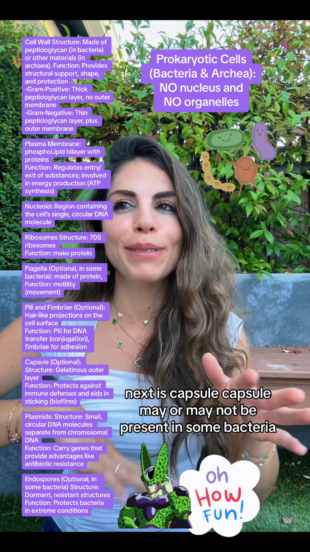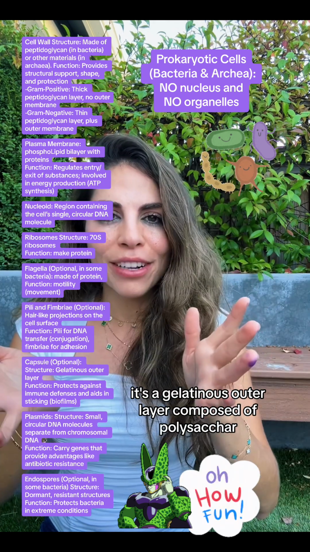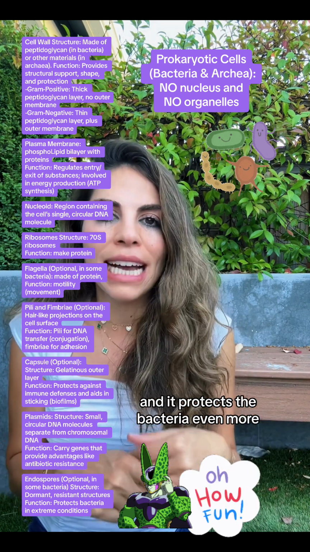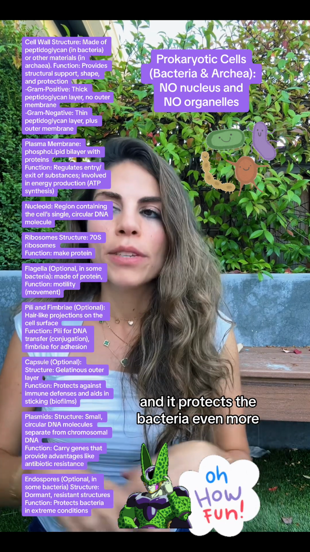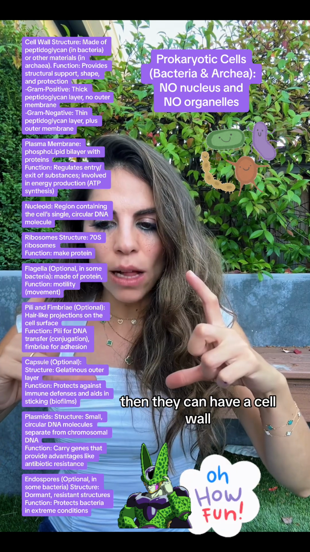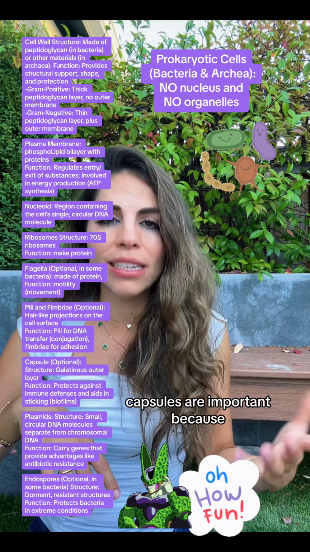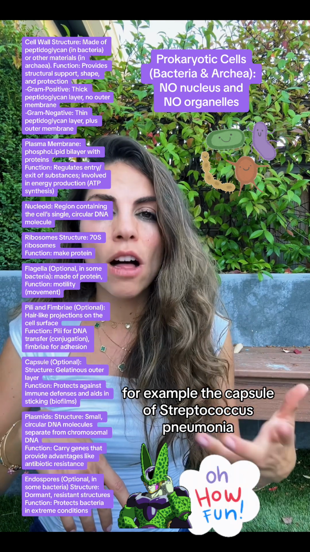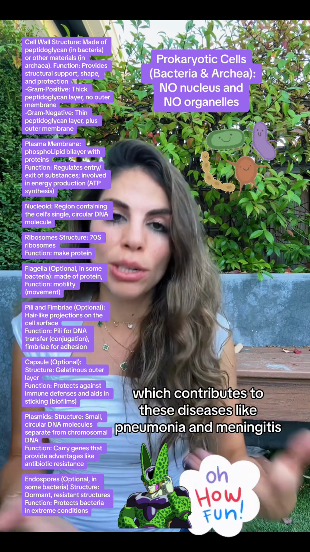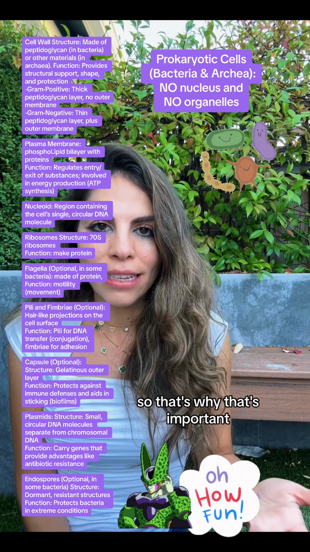Next is the capsule. A capsule may or may not be present in some bacteria. It's a gelatinous outer layer composed of polysaccharides or proteins, and it protects the bacteria even more. All bacteria have a plasma membrane, then they can have a cell wall, and outside of that, some bacteria have capsules. Capsules are important because, for example, the capsule of Streptococcus pneumoniae makes it difficult for our immune system to clear the bacteria, which contributes to diseases like pneumonia and meningitis.